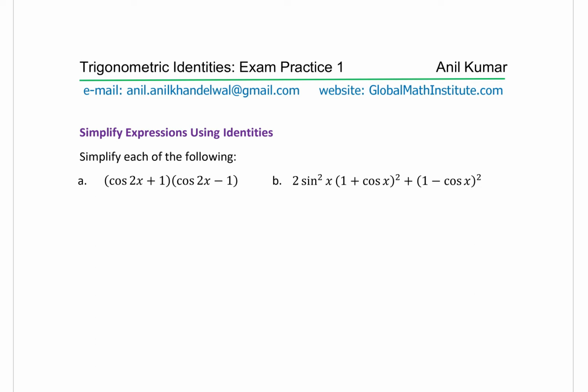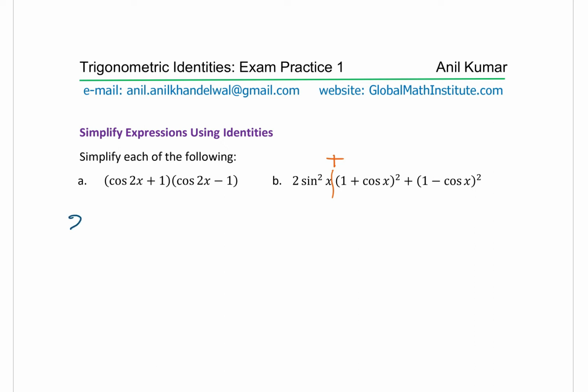The second one is 2 sine squared x times 1 plus cos x whole square plus 1 minus cos x whole square. There is a typing error here. Let me correct that before we begin. There should be a plus sign here. Okay. So let me do this part itself first since there is an error in typing. So I'll rewrite this and solve it here.